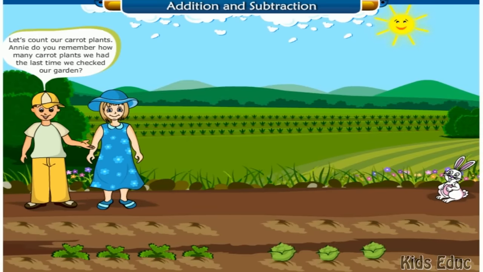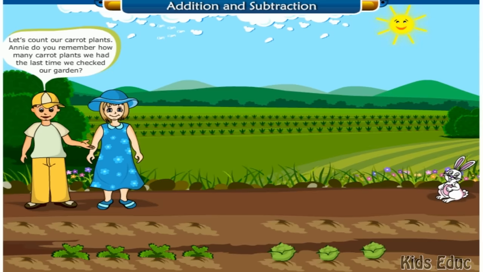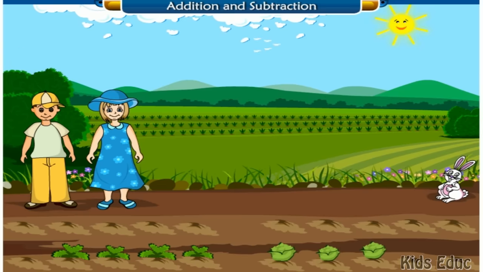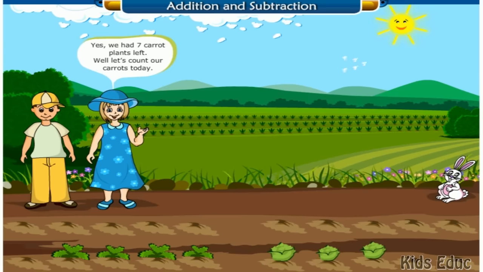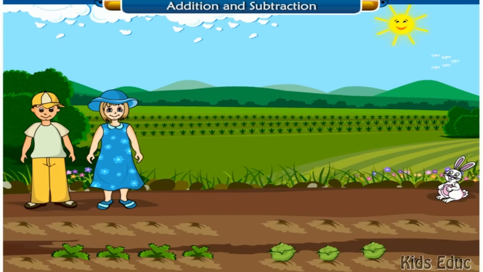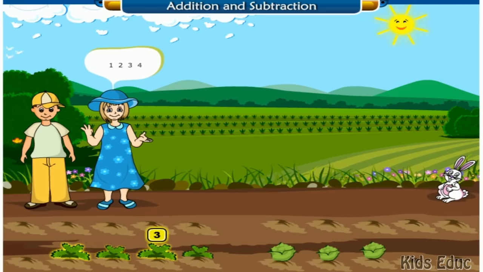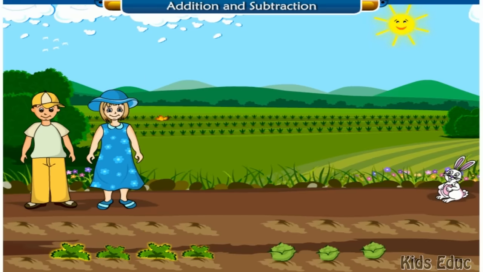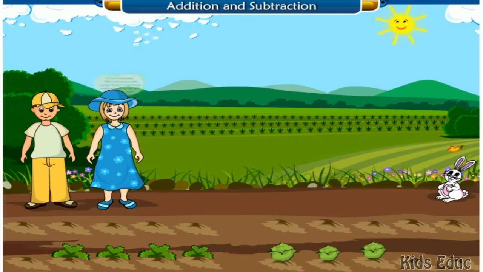Let's count our carrot plants. Annie, do you remember how many carrot plants we had the last time we checked our garden? Yes, we had 7 carrot plants left. Well, let's count our carrots today. 1, 2, 3, 4. We only have 4 carrot plants left.